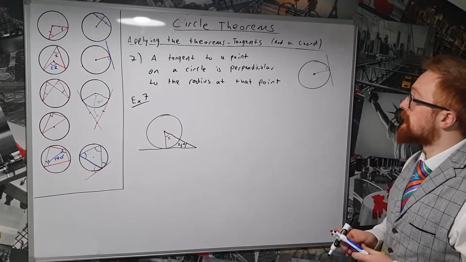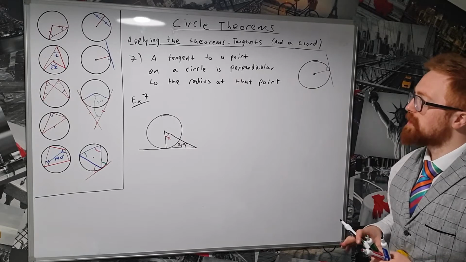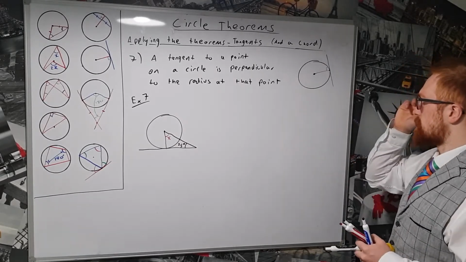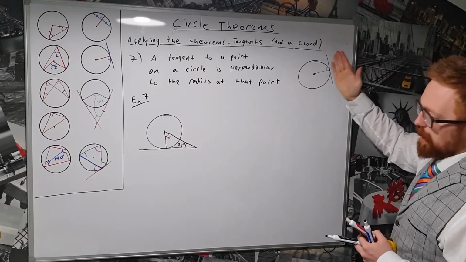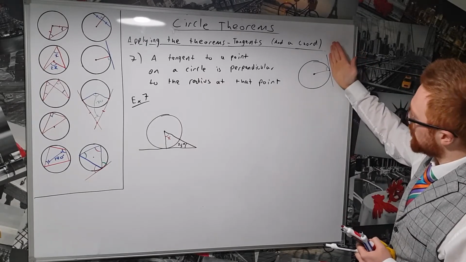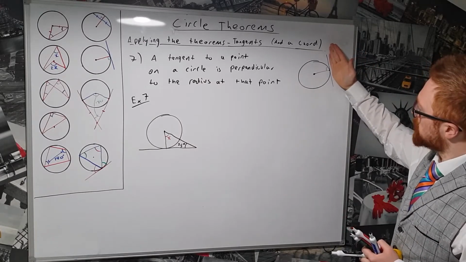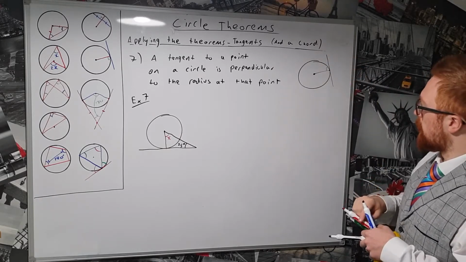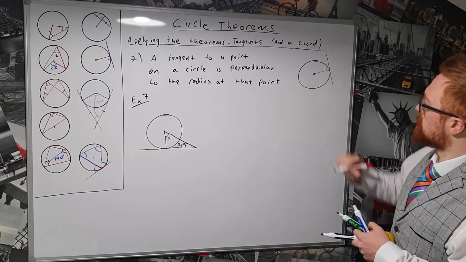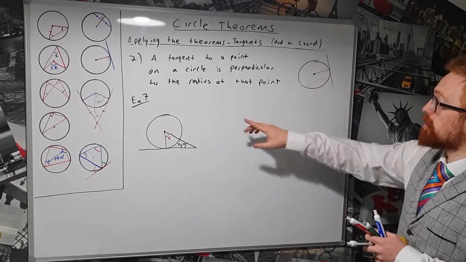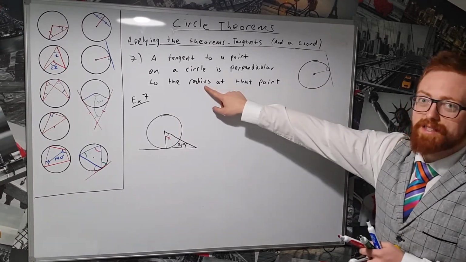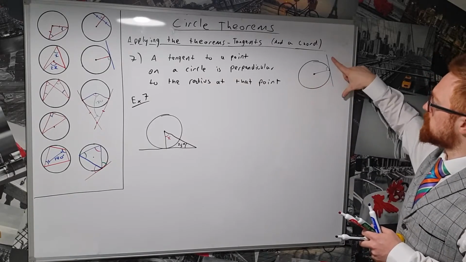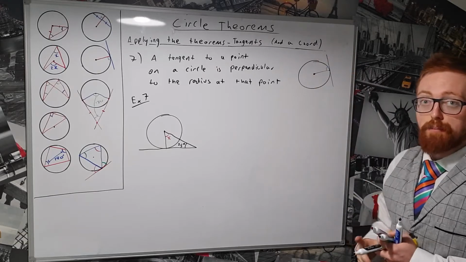Okay, so our next theorem, a tangent to a point on a circle is perpendicular to the radius at that point. So basically this boils down to, if you've got a tangent to a circle, it's always perpendicular to the radius that touches the tangent. It's obviously not perpendicular to that radius, for example. It's not just any radius, and that's why we've got to specify it's the radius at that point. But if you've got a tangent and a radius that meet, then they're perpendicular.